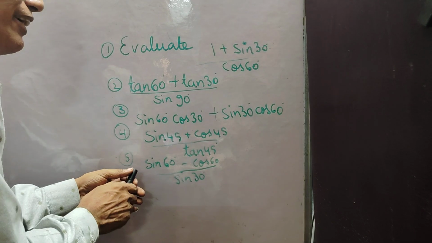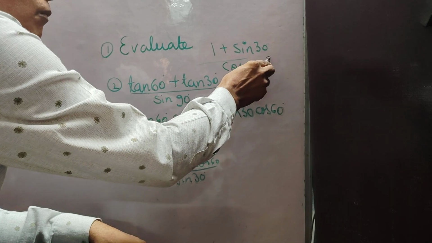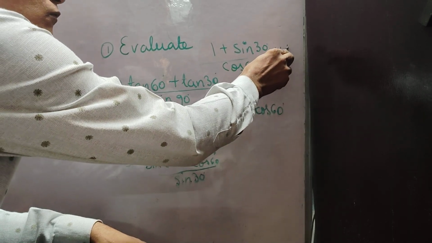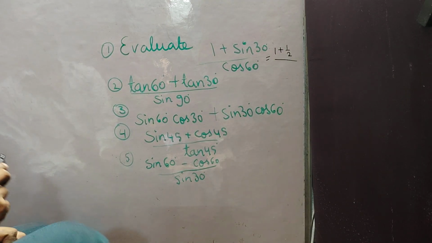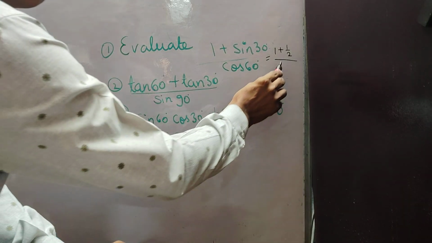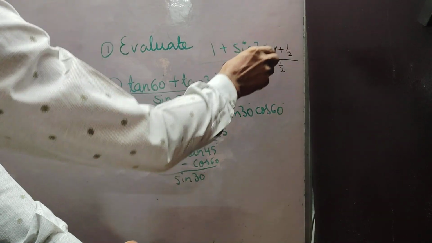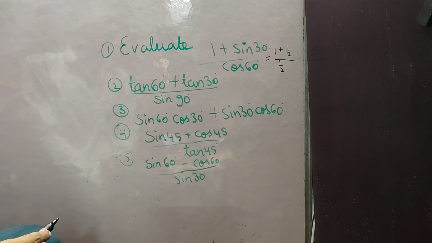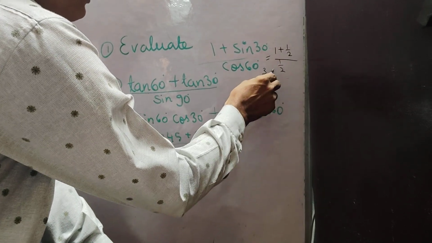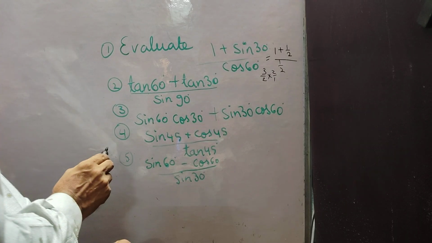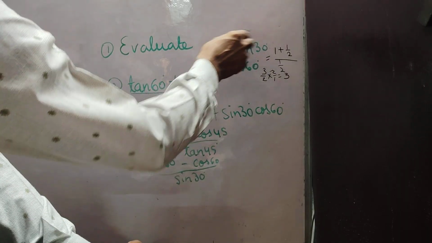Okay. Now evaluate 1 plus sin 30 over cos 60. What is sin 30? That is half. What is cos 60? Half. In the numerator we can say it is 1 and 1 over 2, that means 3 over 2. Numerator is 3 over 2 and denominator is 1 over 2. So flip the denominator and it converts into multiply. 2 and 2 cancel, only 3 is the answer.